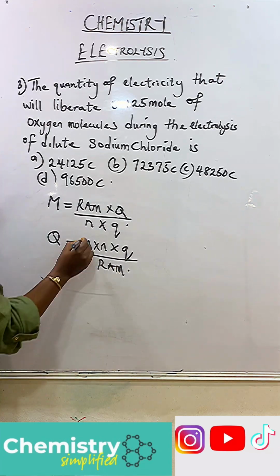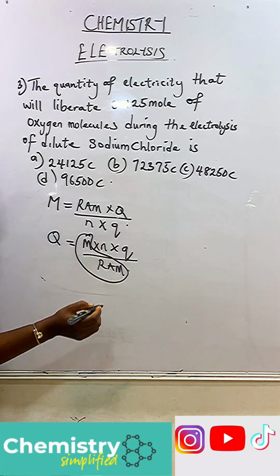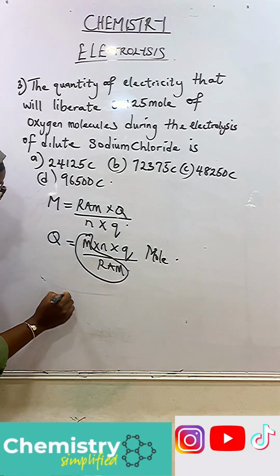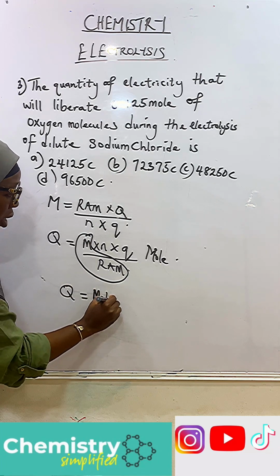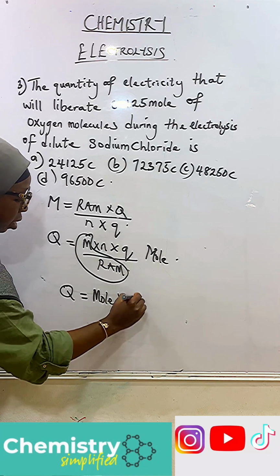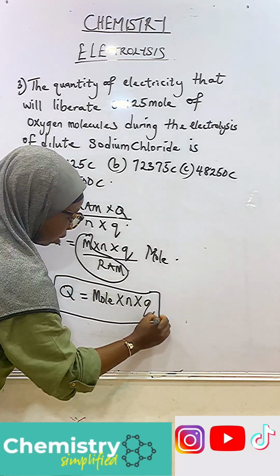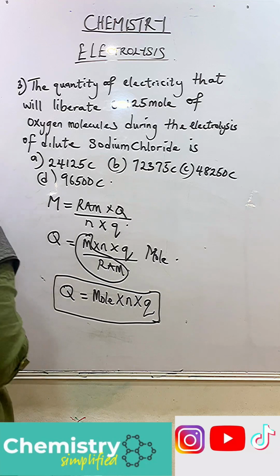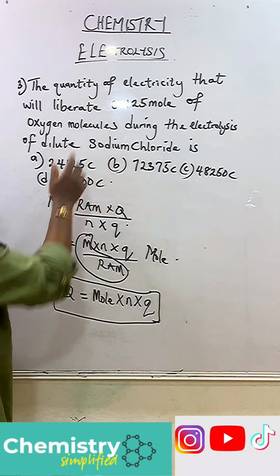I also remind you that mass over molar mass is the same thing as your number of moles. So our Q here will now be equal to my mole multiplied by my number of charges times my Faraday constant. So this is the formula we'll be using for this particular question.